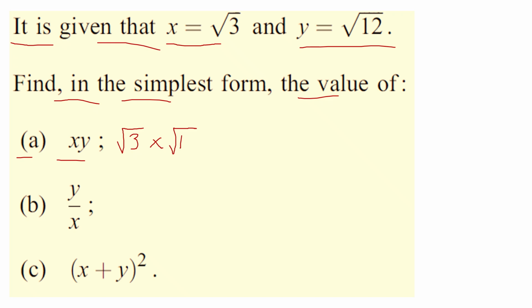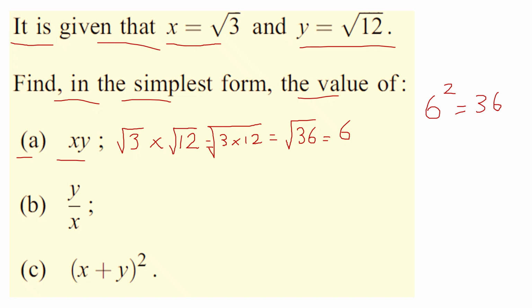Now, there's a special rule for Surds. When I'm multiplying surds, I can write it under one square root. So this is the square root of 3 times 12, which of course is root 36. And the square root of 36, guys, we should know is 6, because 36 is a square number, and 6 squared, 6 times 6, is of course 36. So the square root of 36 is 6.